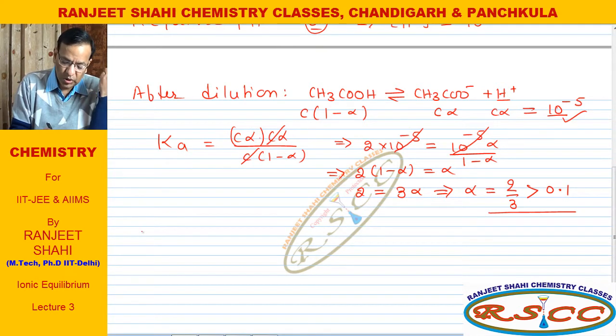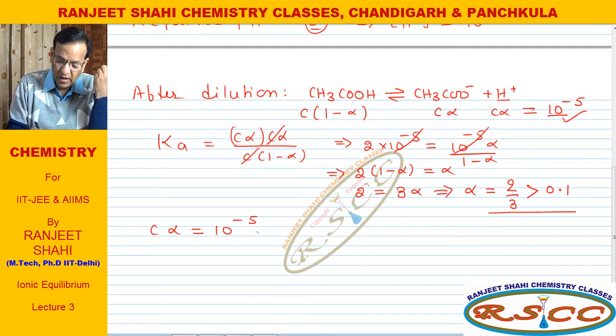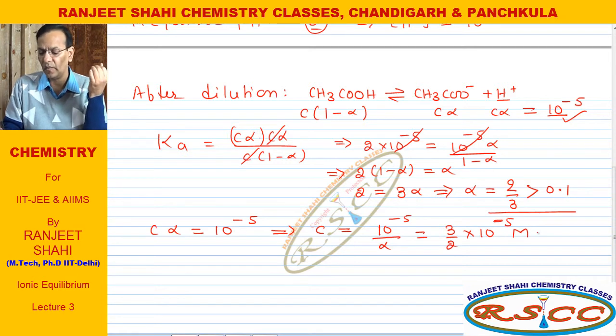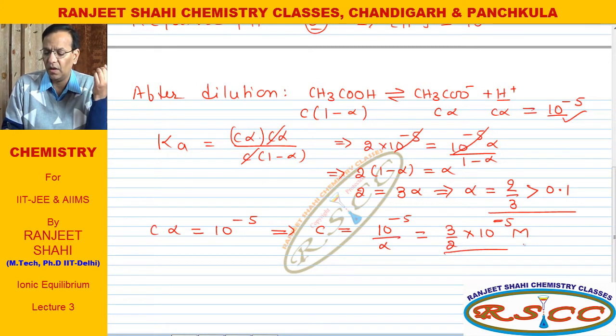So alpha is known, so C alpha, which is 10 raised to the power minus 5, and alpha is 2 by 3. So C will be equal to 10 raised to the power minus 5 upon alpha. Substitute alpha is equal to 2 by 3. So it will be 3 by 2 into 10 raised to the power minus 5 molar. So concentration of acetic acid after dilution is this. Concentration of acetic acid before dilution was 0.5 given in the question. Initial volume was 300 ml, final volume is required.